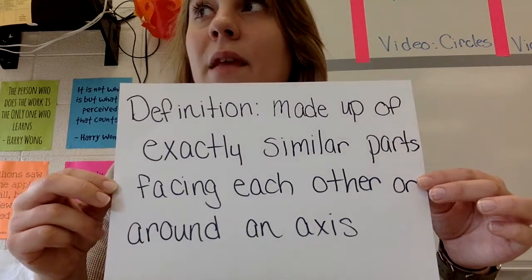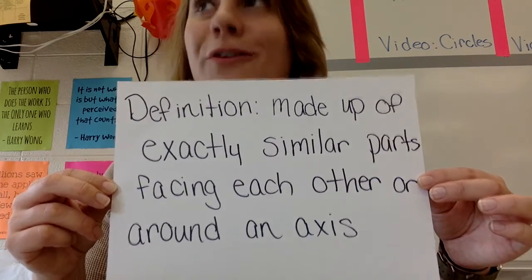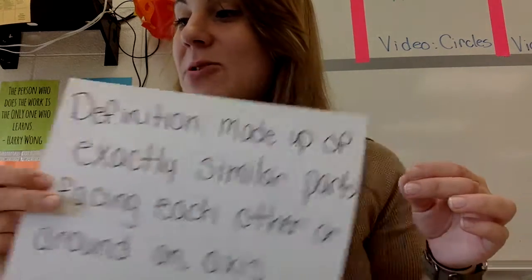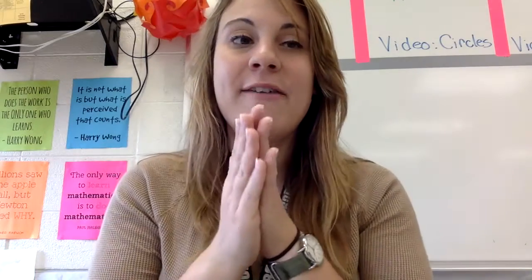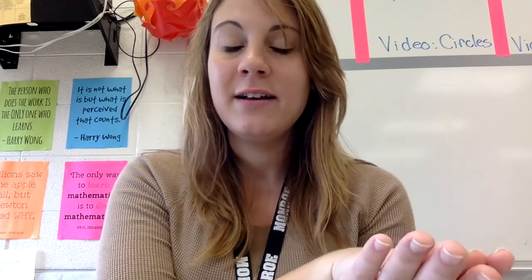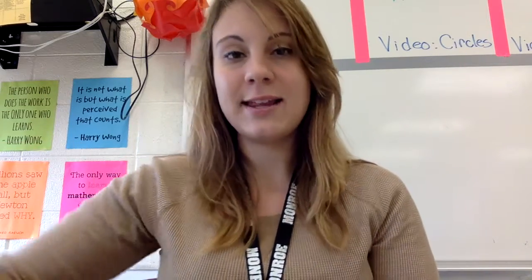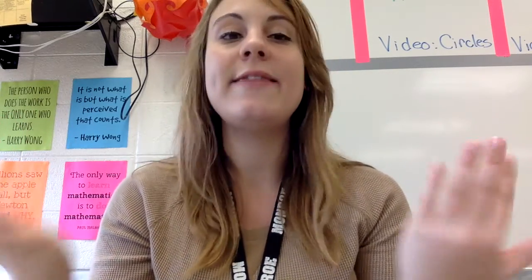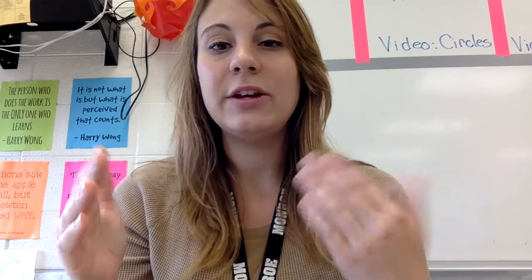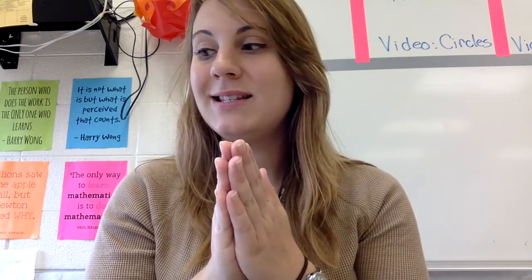Basically, hopefully you guys have seen this before, all right? Symmetry means that if we were to take a shape and fold it in half, it would fall exactly on top of itself. There'd be no little bits hanging off the edge. We could take that shape, cut it in half, and our two halves would look exactly the same. They might be mirrored on each other, but they would look exactly alike.